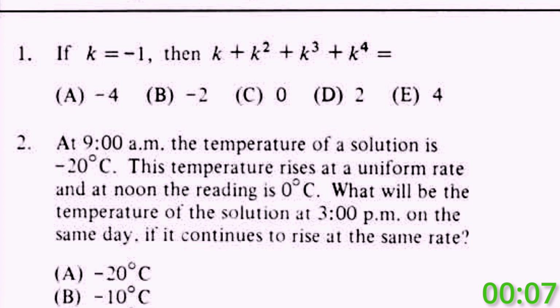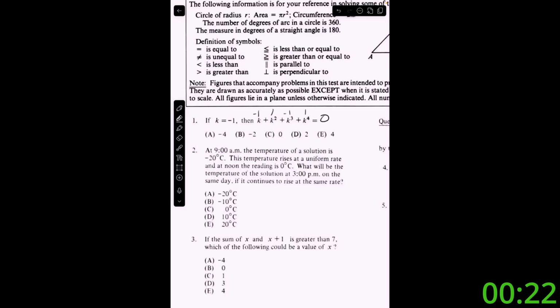Well, all right, so if k is -1, then k is -1, k squared is +1, k cubed is -1, k to the fourth is +1, and if I add all those together, I get 0, so my answer is 0, C.